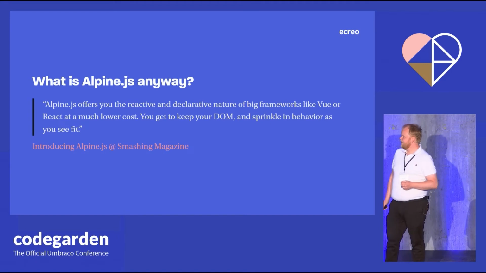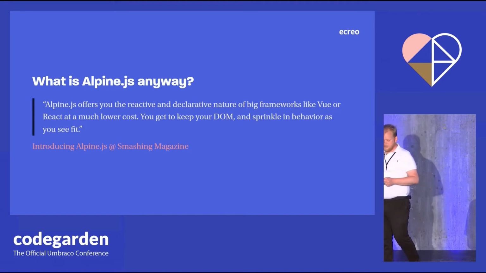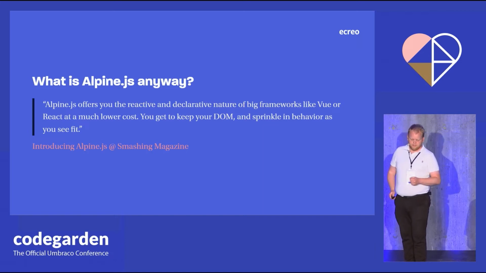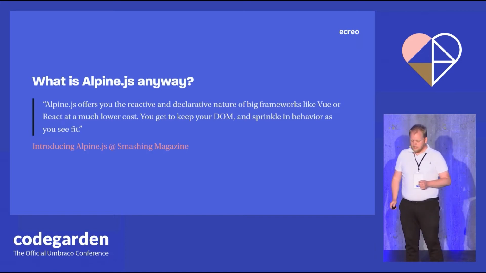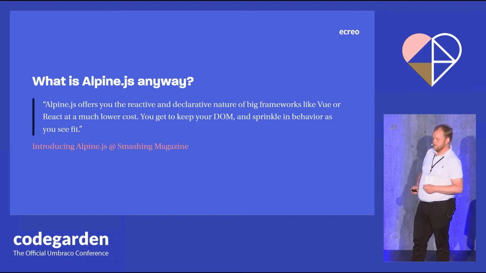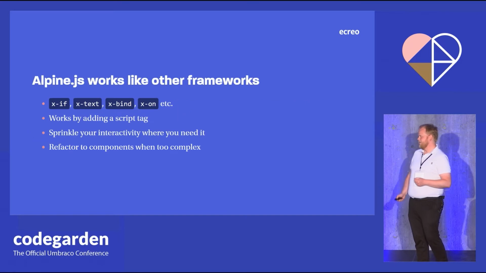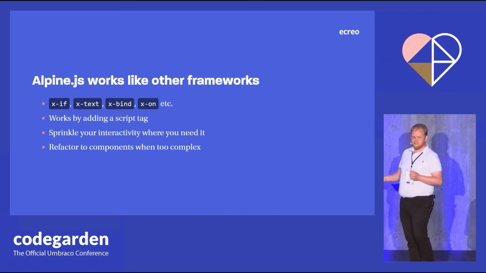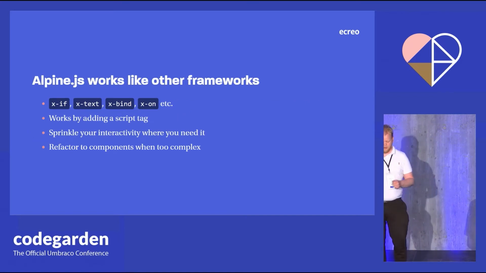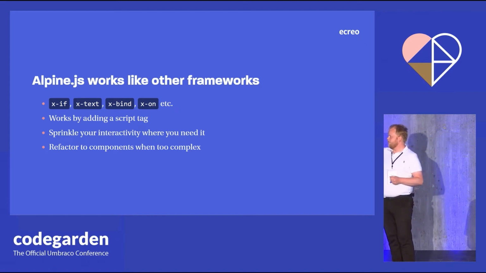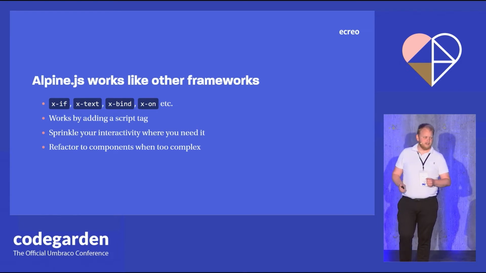So Alpine JS offers you the reactive and declarative nature of big frameworks like Vue or React, but at a much lower cost. So you get to keep your DOM and sprinkle in behavior as you see fit. So it's basically a Vue clone, just without the overhead. It works just like all the similar frameworks. So instead of v-if and v-text, we have x-if, x-text, and so on.